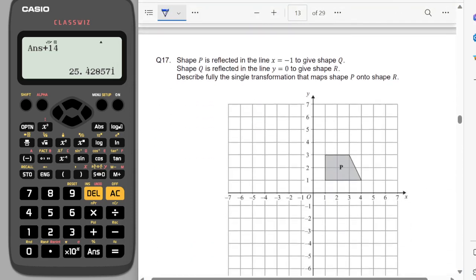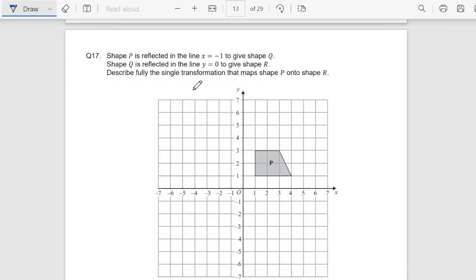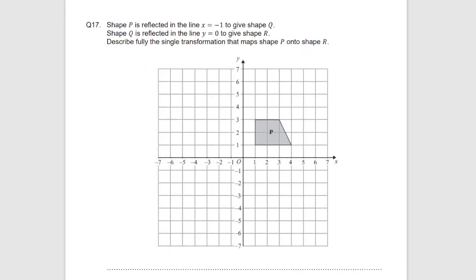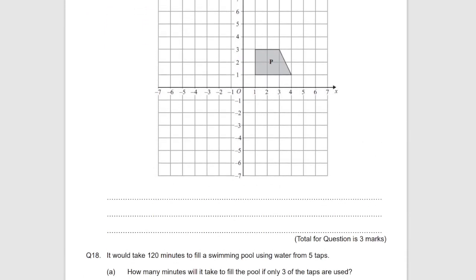Okay, question 17. Let's have a look at this. Shape P is reflected in the line x is equal to -1 to give shape Q. Shape Q is reflected in the line y is equal to 0 to give the shape R. Describe fully the single transformation that maps P onto R. So we can do this straight away if you're happy to.